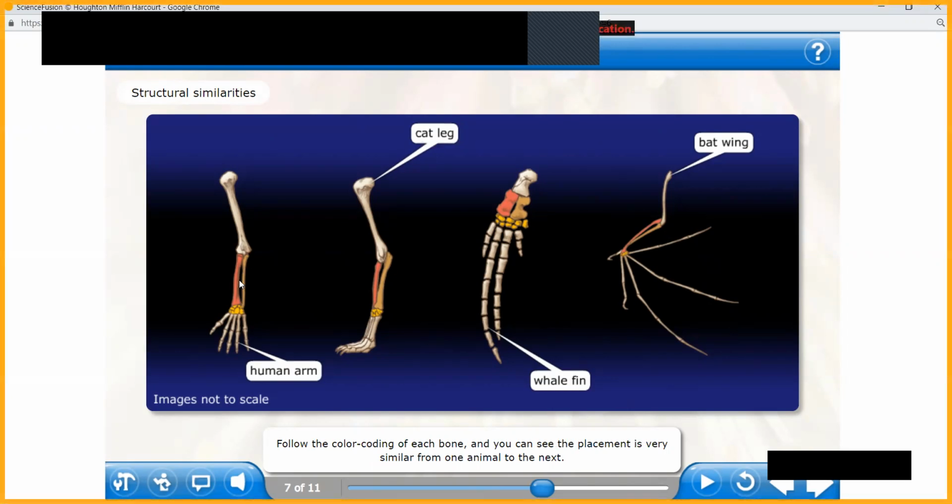I showed you, right? Let's see the color coding, the structure, the way it is. There are many similarities. That's why they say that they come from the same ancestor. With this, they prove that they come from the same ancestor.